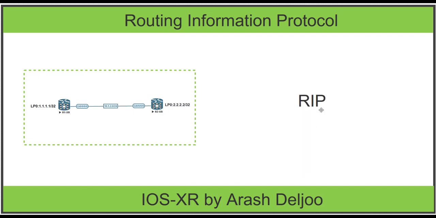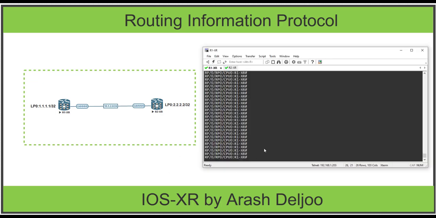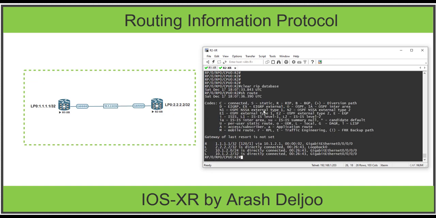Because this is RIP, maybe you need to wait some seconds, or if you want, you can use clear RIP database for faster convergence. Let me use in the router 2 clear RIP database. Okay, and now we can check the show route. Here we have only 1.1.1.1/32.